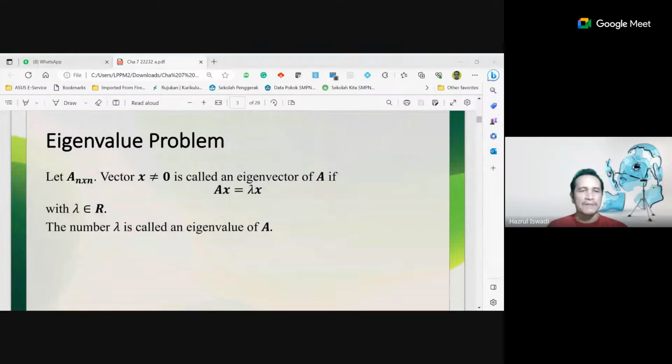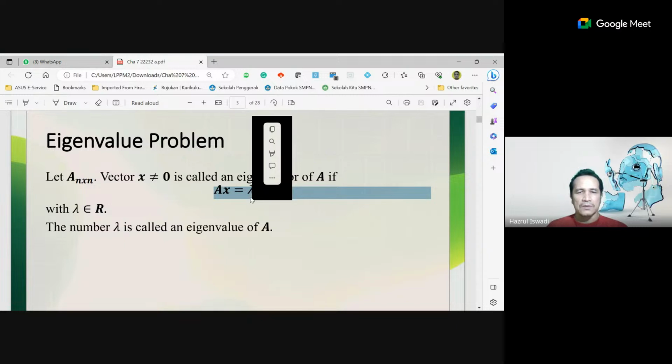Okay. And there are two unknown objects to be determined. The first is vector x, and the second is the value of lambda. So if we have this condition, Ax is equal to lambda x, this problem is called the eigenvalue problem.